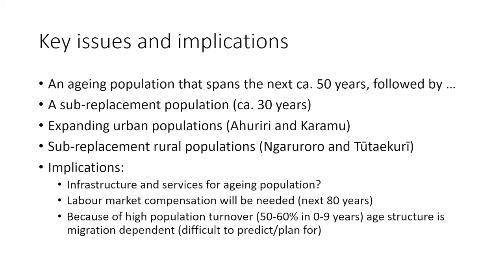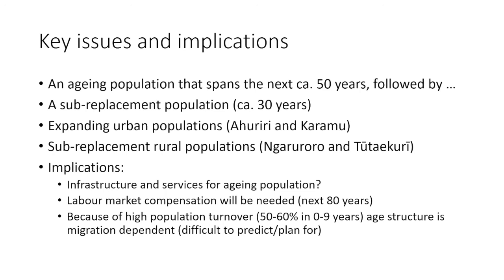So key issues and implications of age structure. You have an ageing population that spans the next 50 years. It's going to take 50 years for that baby boomer stage of the population to finally move through the population. And that will be followed by a sub-replacement population for approximately 30 years after that. You have expanding urban populations in both of the Ahuriri and Karamu, but sub-replacement rural populations in the Narururu and Tutaikuri. In other words, the base of it is not growing at the moment.